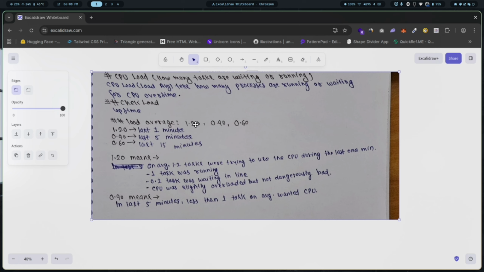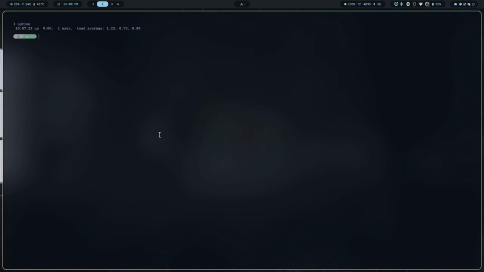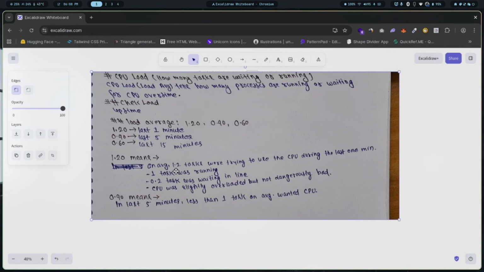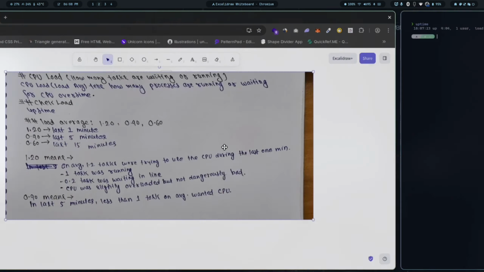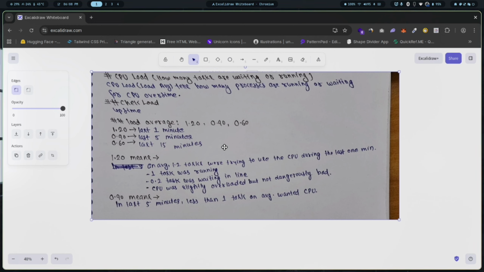The first value is basically telling that on average 1.2 tasks were trying to use the CPU during the last 1 minute. That means one task was running and 0.2 task was waiting in line. Means in the last 1 minute, one task is running, which is executing, and the 0.2 task is waiting in line to execute. This is the average of the last 1 minute.